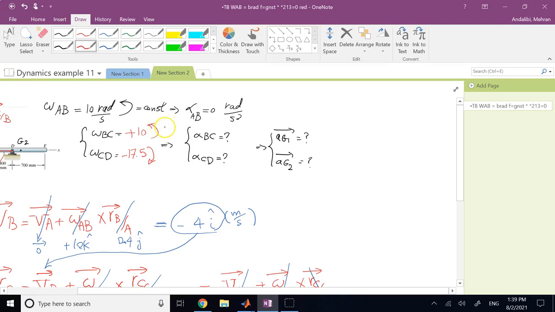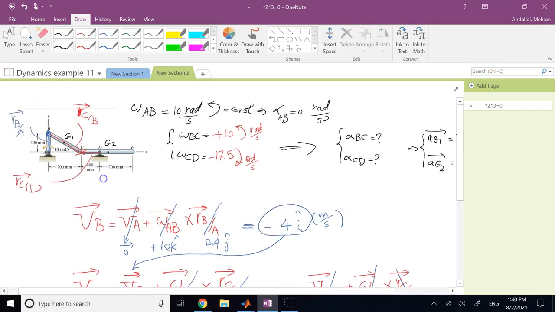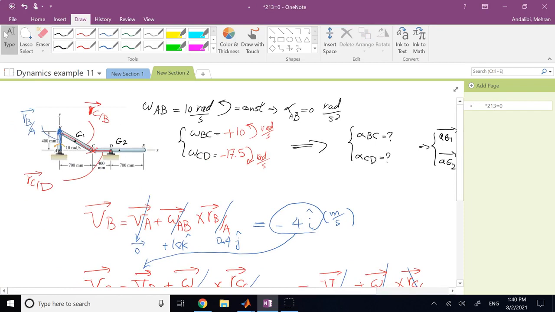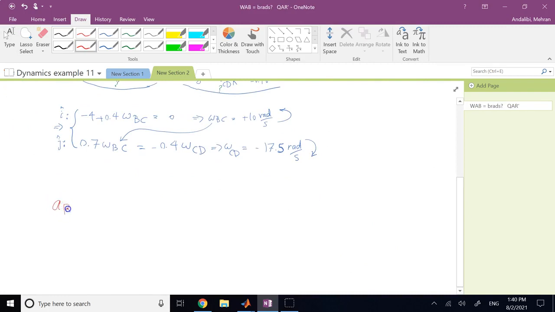Now that I got them, it is time to look at the acceleration problem. So now we are going to attack the acceleration problem. And I repeat the same process, again starting from A, B going to B, C, and CD, and this time knowing that alpha of AB is 0, okay? So this piece of info is going to be needed. So now I say A of B equals A of A plus alpha of AB cross R of B with respect to A, and then minus omega AB squared R of B with respect to A.